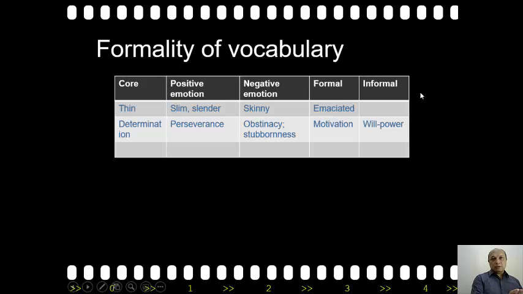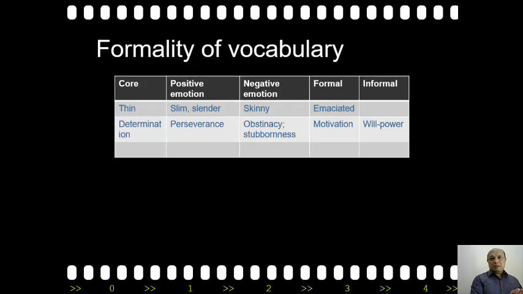There is one more thing that I didn't include here, which is dialectal. I think you can find it yourself later. So the core meaning of the first word is thin. If we want to associate it with something positive, then we would say slim or slender. But if we want to trigger negative emotion, then we will use skinny, and that is associated with something bad, something negative, something undesirable.